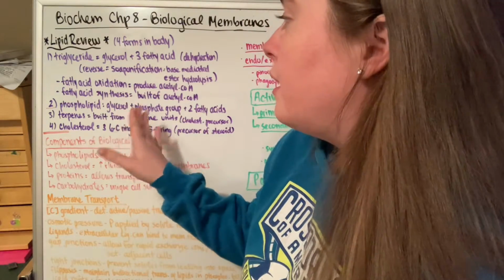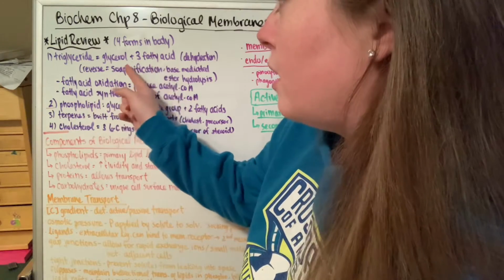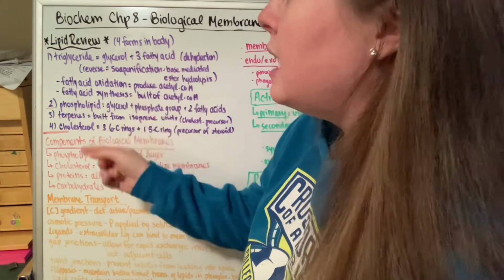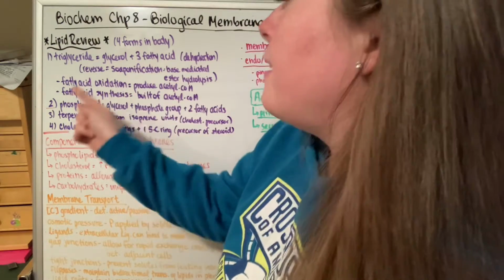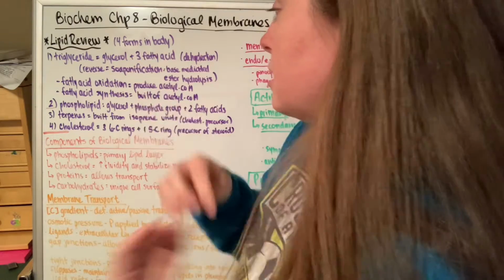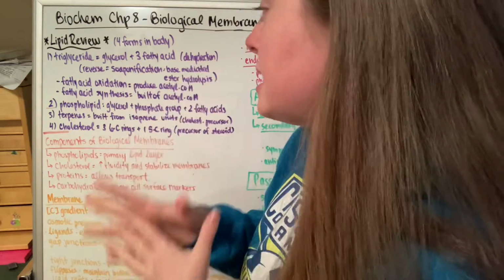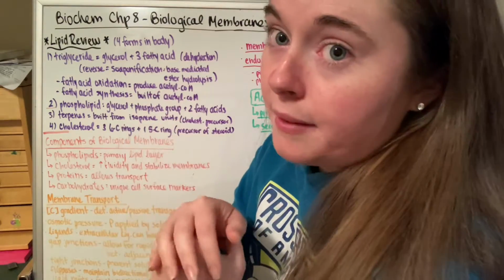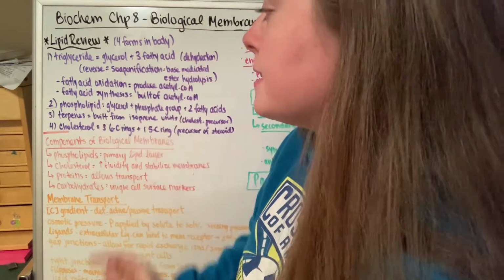Then we have fatty acid oxidation. So fatty acid oxidation, again, a triglyceride has 3 fatty acids in it. So fatty acid oxidation produces acetyl-CoA, and fatty acid synthesis is you're using acetyl-CoA. So those are just important things about triglycerides and fatty acids.